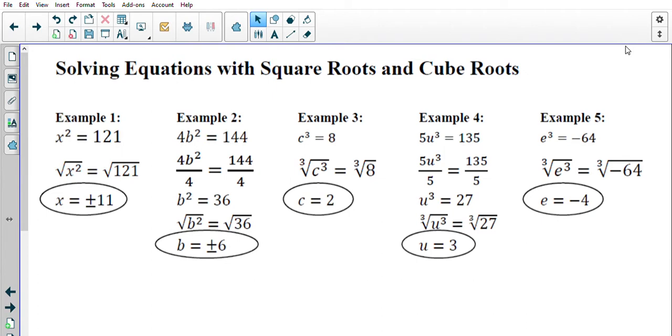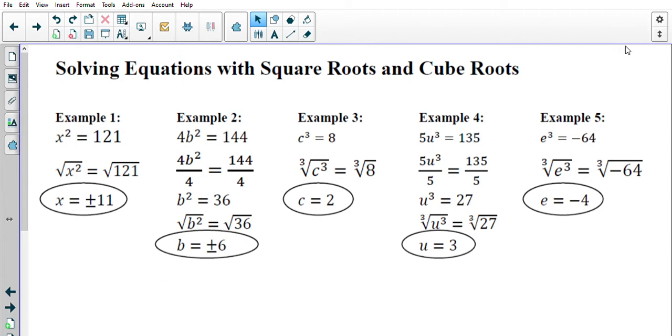And then the equations that involve cube roots, those might be a little bit different for us, but again, they're going to be relatively simple, just kind of working with square roots, cube roots, squaring numbers, cubing numbers, things that we have already talked about. So I have 5 examples to start, and then we'll do 6 together.